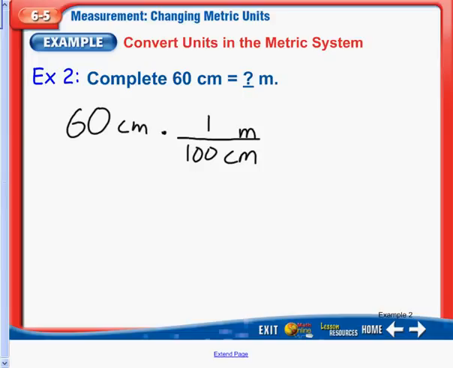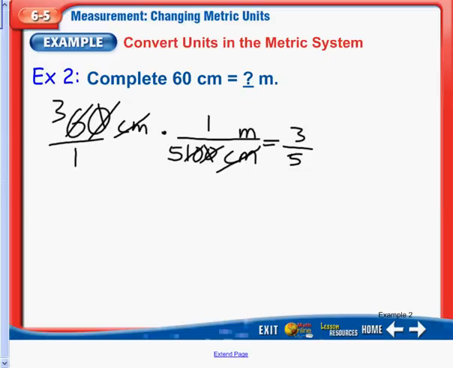1 meter is bigger than a centimeter, and since centimeters are on bottom, our number is actually going to get smaller. So we're going to cross off our centimeters. We have 60 times 1 over 100. We can actually divide both of these by 10. Now I have 6 and 10. 6 is divisible by 2, as is 10, so 6 divided by 2 is going to give us 3, and 10 divided by 2 is going to give us 5. So now that we go across, 3 times 1 is 3, 5 times 1 is 5, because again there's that 1 always under there.